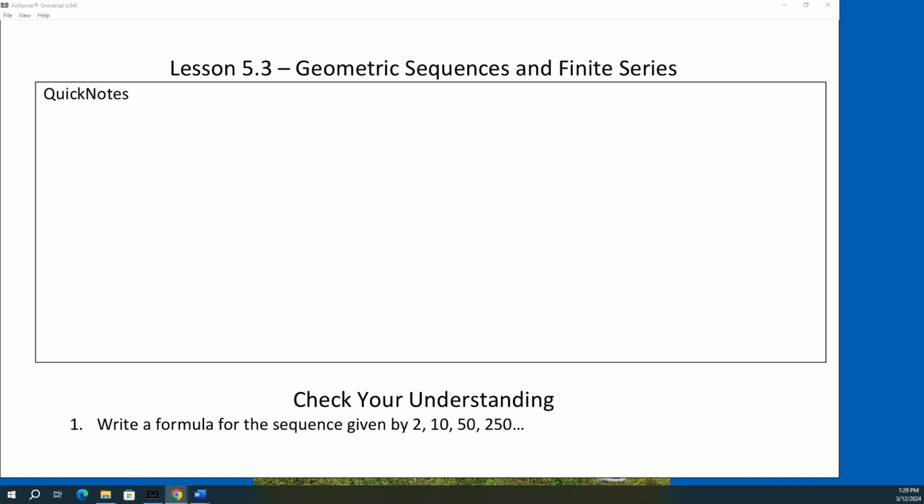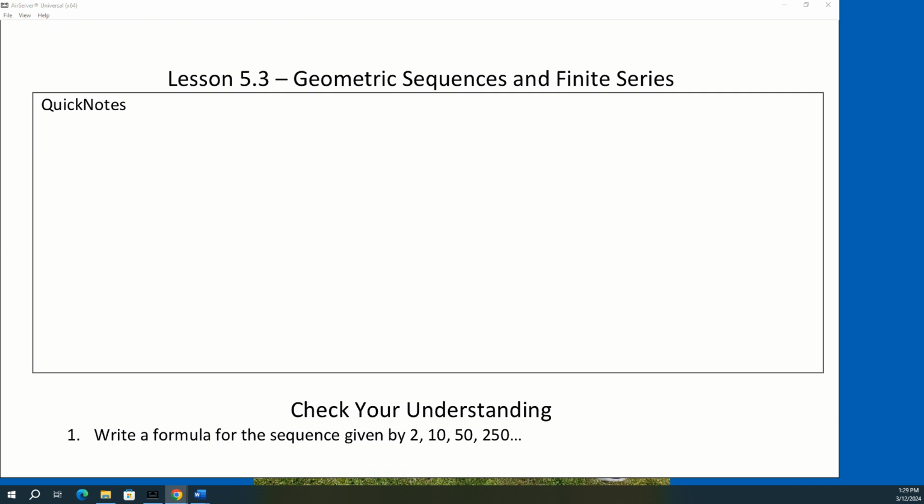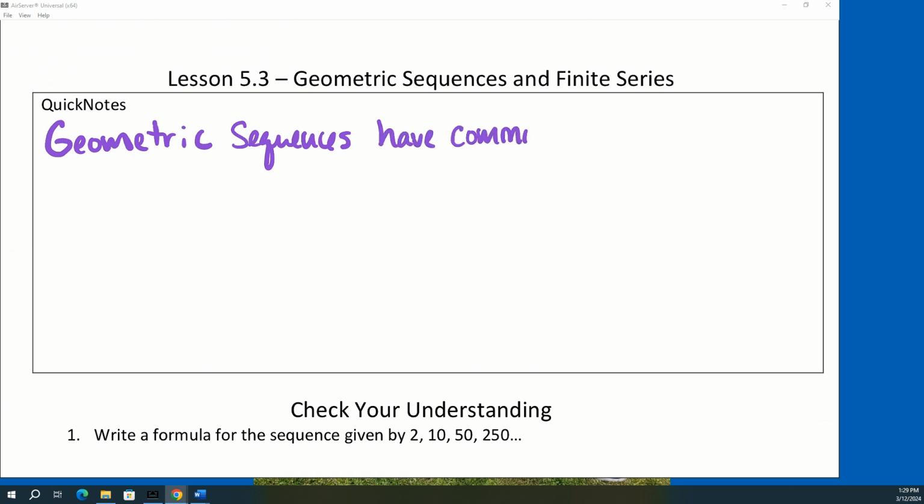So I just wanted to show you where that formula came from. So hopefully when you have to use it, you'll remember it. I know a lot of times you just accept a formula is true without really seeing it happen. But geometric sequences have a common ratio. And we're going to call that common ratio R.